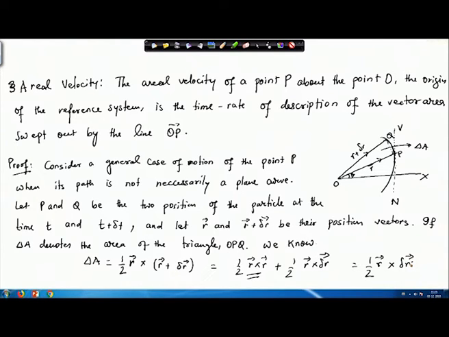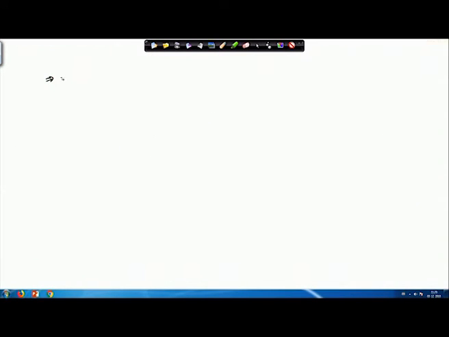Now, the definition says the time rate of description of the vector area. So the time rate of change of this area swept by the vector OP is what we denote by taking dA by dt, from delta A by delta t.